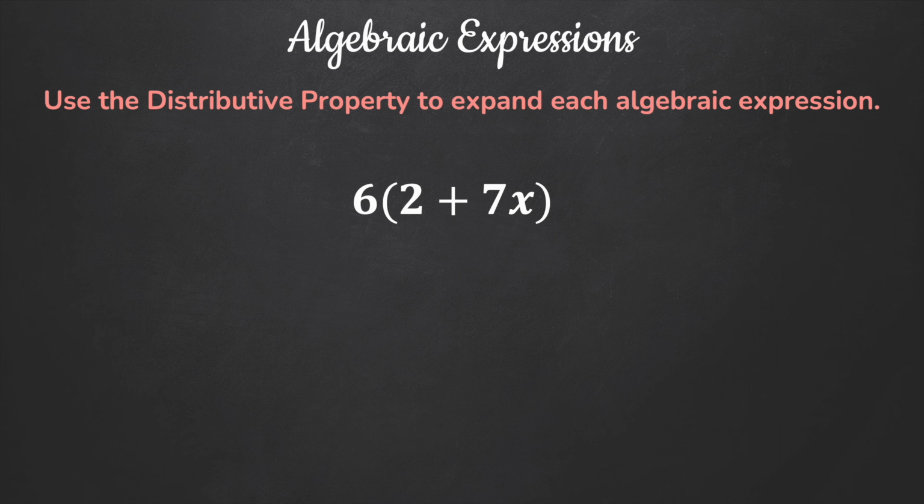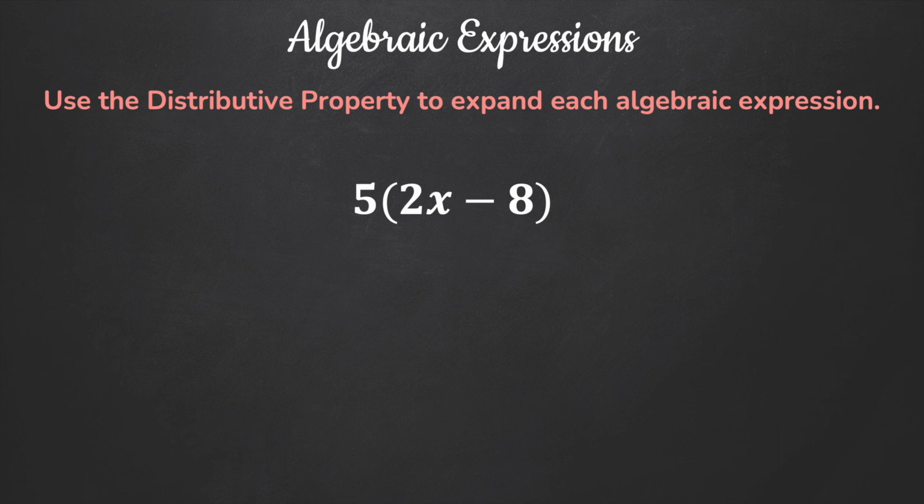Here we have 6 times, in parentheses, 2 plus 7x. We're going to go ahead and distribute the 6 to the 2 first. So 6 times 2 is equal to 12. Make sure you bring down the plus sign. And then 6 times 7x is equal to 42x. So now we have 12 plus 42x.